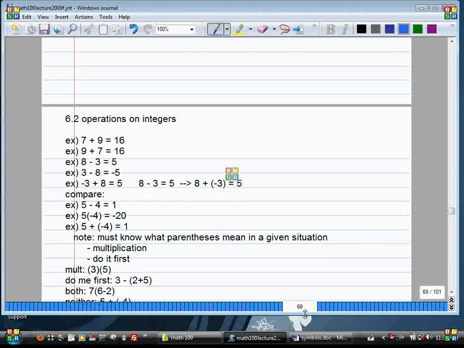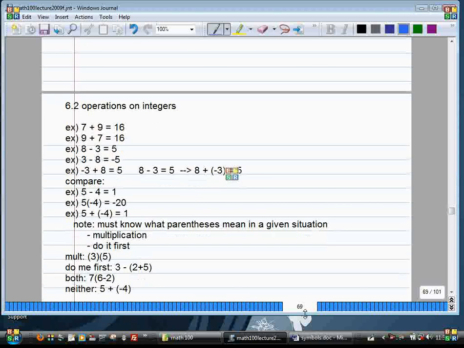Presumably you're mostly comfortable with this by this point, but this is a place where sometimes people make careless mistakes. And then finally, as I mentioned before, some parentheses sometimes mean neither. In 5 plus, in parentheses, negative 4, there's no do me first, and there's no multiplication. There's just parentheses. And because we're only talking about arithmetic, I haven't even started talking about when we use parentheses regarding functions, because that can be relatively confusing and complicated as well. But we're not going to talk about that for the purposes of this class. So in arithmetic, parentheses could refer to either multiplication, order of operations, or both, or neither.